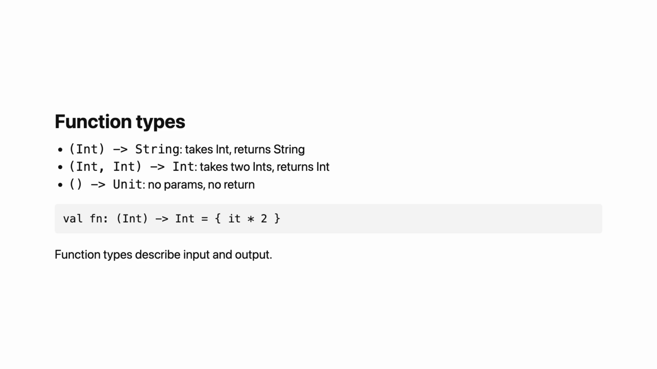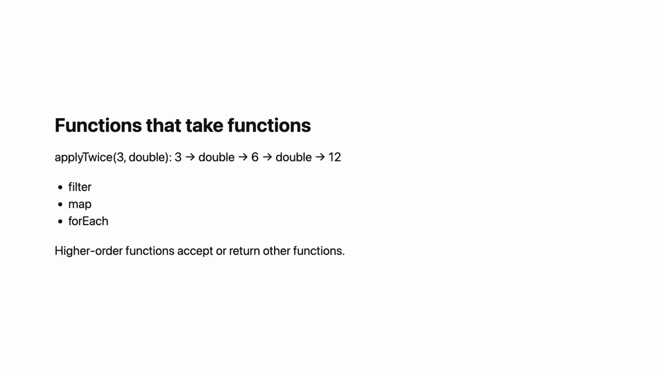A higher-order function is a function that takes functions as parameters or returns functions. fun applyTwice(x: Int, operation: (Int) arrow Int): Int, return operation of x. applyTwice takes a number and a function. It applies the function twice. val result equals applyTwice 3 with lambda it times 2. Start with 3, double to 6, double to 12.